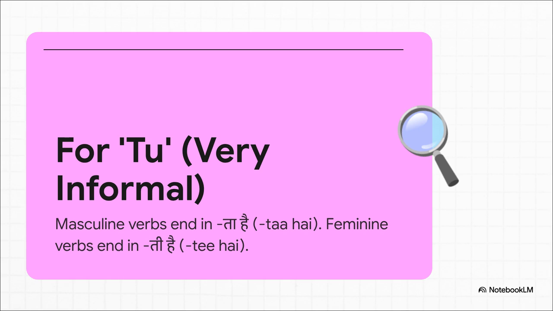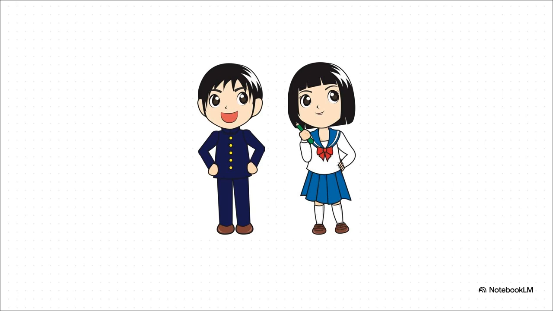Simple as that. And here is a perfect illustration of that rule in action. Just look at the captions. For the guy on the left, the verb go becomes jata hai, but for the woman on the right, it becomes jati hai. See? Same pronoun, same verb, but those endings change completely based on gender.